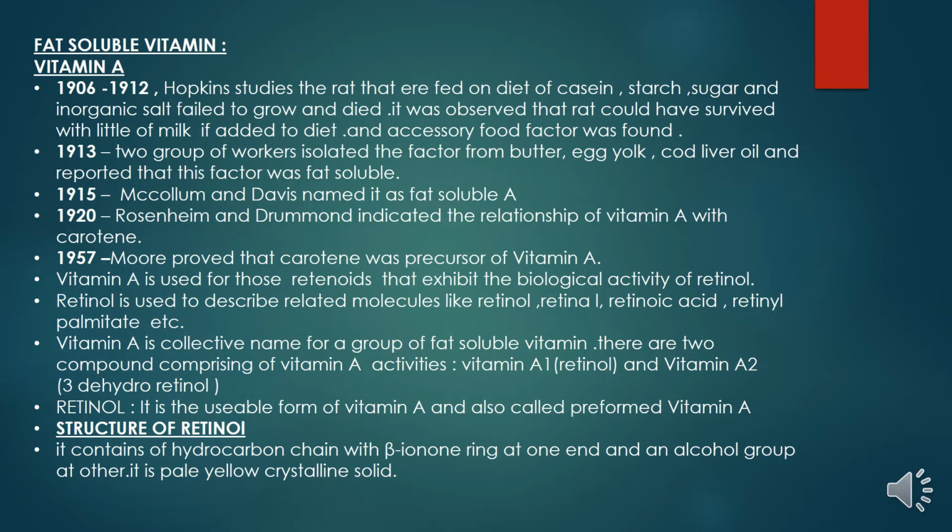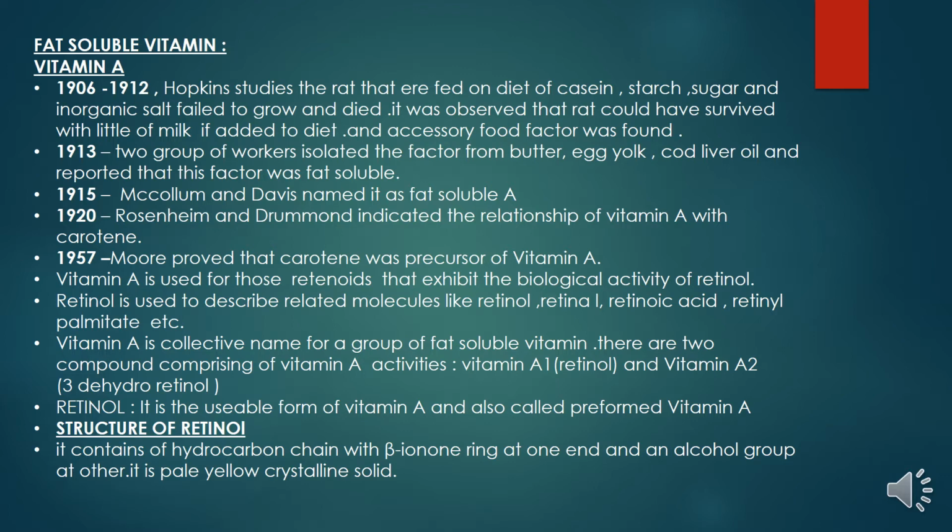Vitamin A is used for those retinoids that exhibit the biological activity of retinol. And retinoid is used to describe related molecules like retinol, retinal, retinoic acid, retinyl palmitate, etc. Vitamin A is the collective name of a group of fat soluble vitamins. There are two compounds with vitamin A activity: vitamin A1, retinol, and vitamin A2, 3-dehydroretinol.